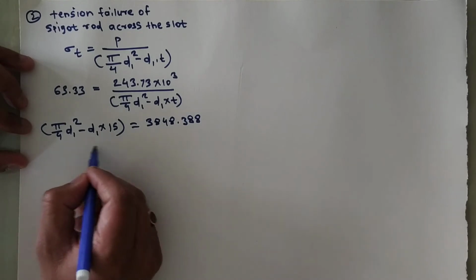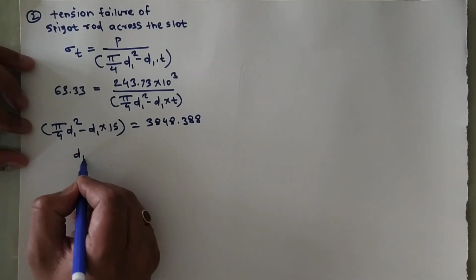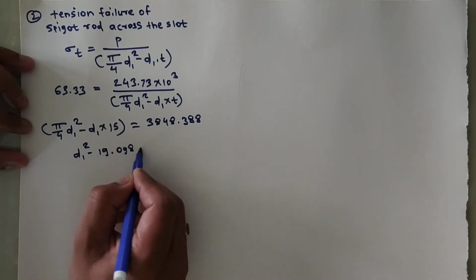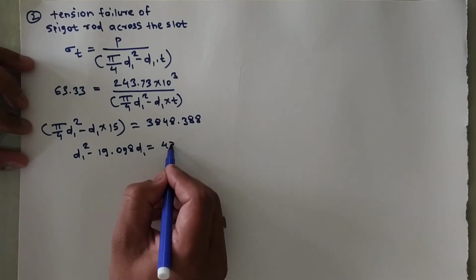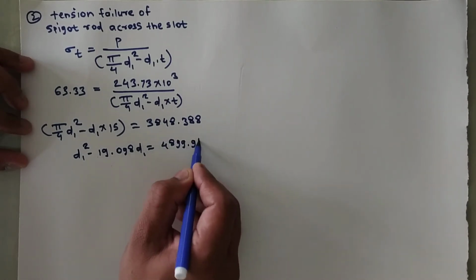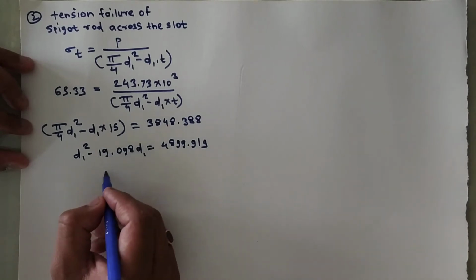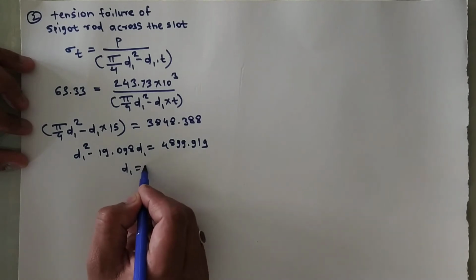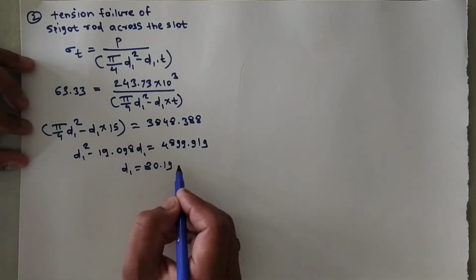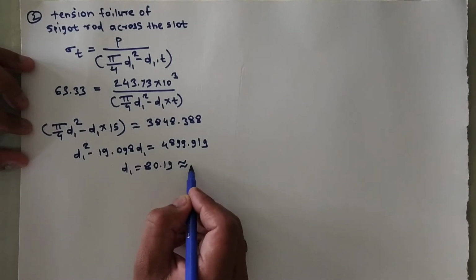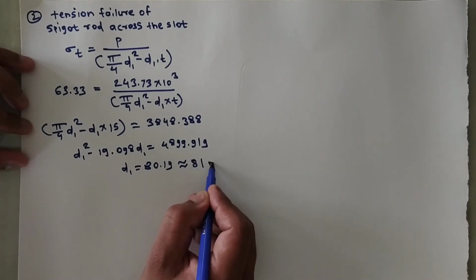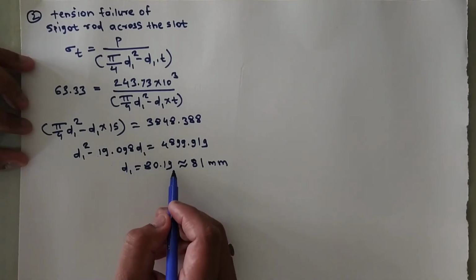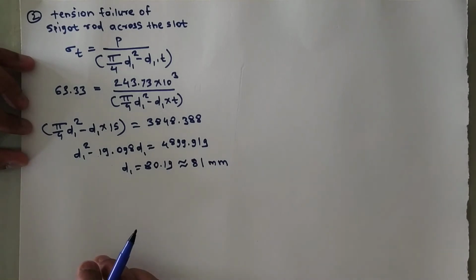So dividing by pi by 4 on both sides, we get the equation as d1 square minus 19.098 d1 equal to 4899.919. So at the end, solving the above equation, we get d1 as 80.19. So we consider it approximately as 81 mm. So this is the value of d1 you got for the spigot rod.